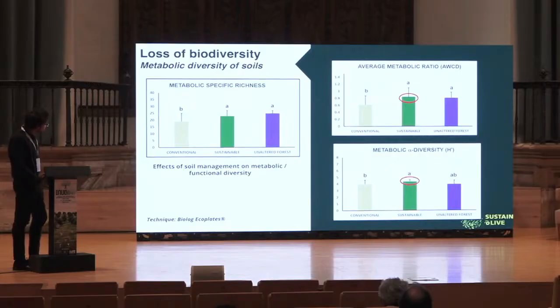that in every parameter of the metabolic diversity, the sustainable olive groves were higher than the conventional ones, and for some parameters the values of metabolic diversity in sustainable olive groves were even higher than in the forest. This is a curious result.